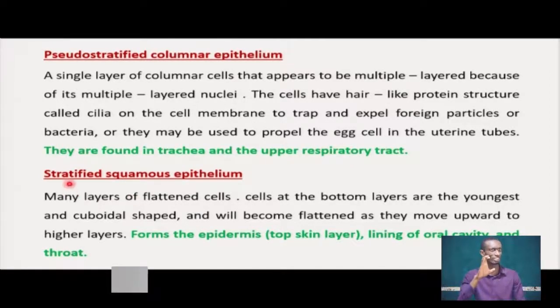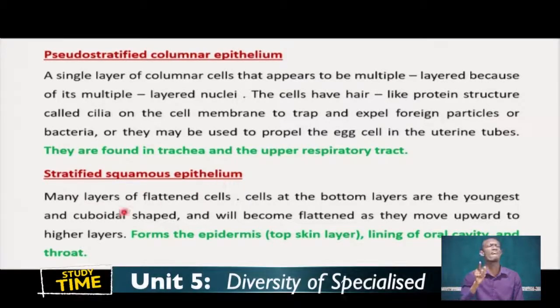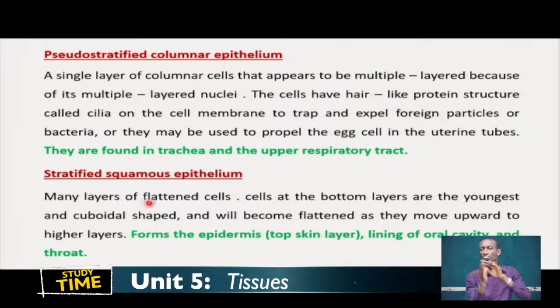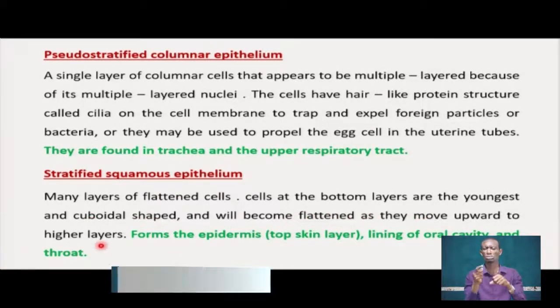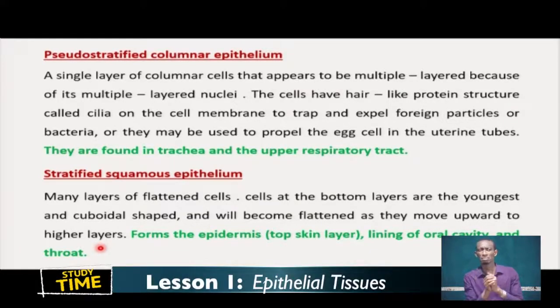Then we have stratified squamous epithelium. That means many layers of flattened cells. Because we have talked about stratified, many layers. Squamous means cells are flat. Cells at the bottom are youngest and cuboidal shaped, and they will become flattened as they move upward to higher layers. Where can we find stratified squamous epithelium?